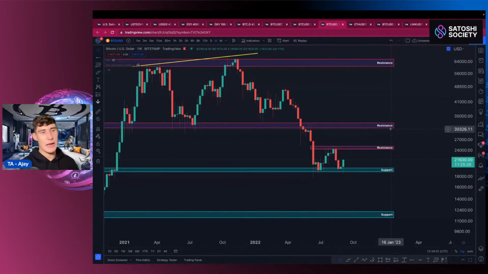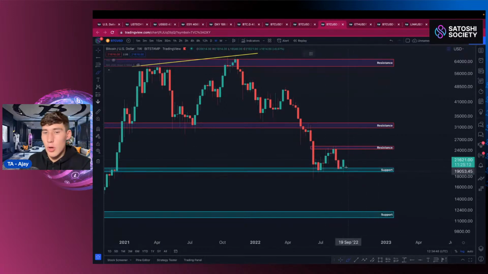But obviously, in the grand scheme of things, if Bitcoin, say, gets to 500,000, then buying between sort of 12,000 and 19,000 wouldn't be much of a deal at all. But yeah, it is always nice to get in a lot cheaper.